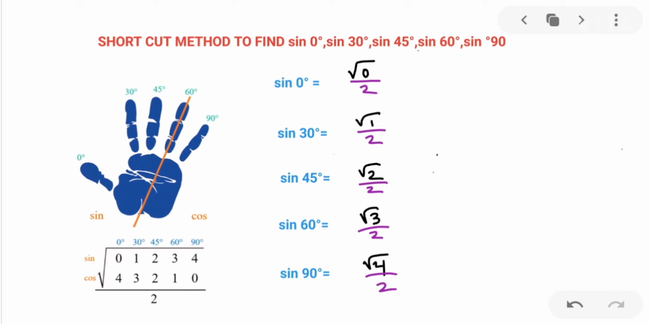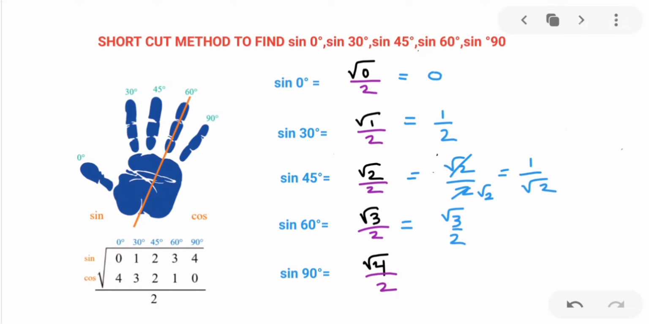So now we have to do the evaluation. So root 0 by 2 is 0. Root 1 by 2 is 1 by 2. Root 2 by 2 is root 2 and 2, so it gets cancelled and you will get the answer as 1 by root 2. Sine 60 is root 3 by 2. Sine 90 is root 4 by 2, that is root 4 is 2, 2 divided by 2, that is equal to 1. So this is the shortcut method.